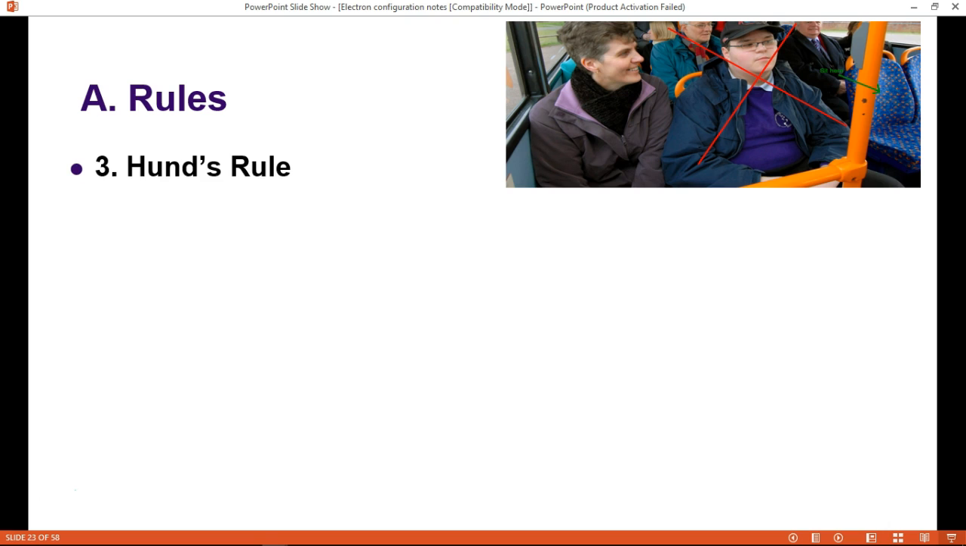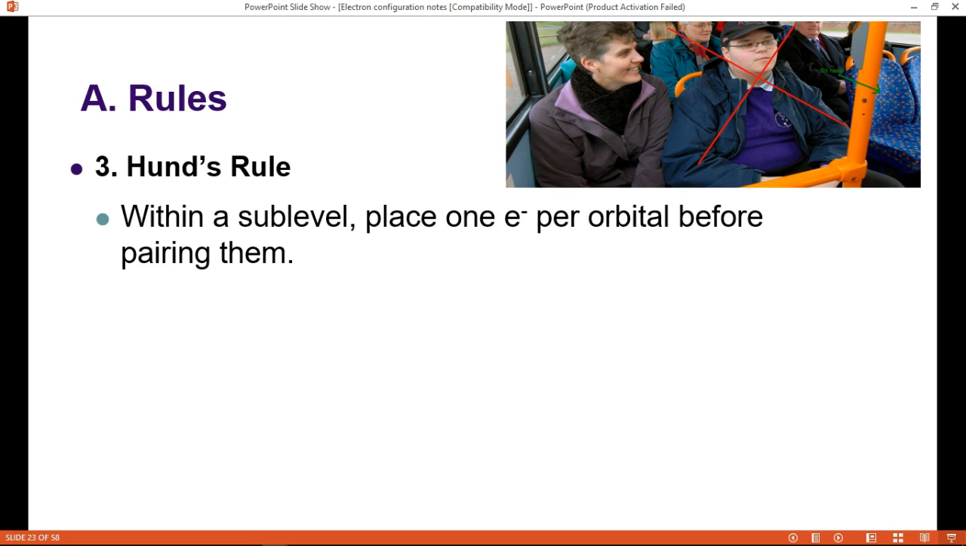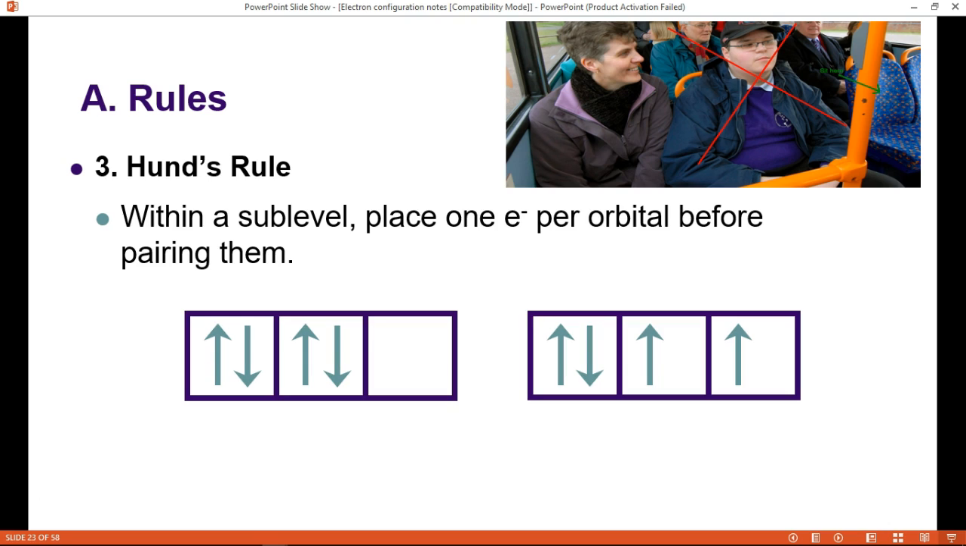All right, third rule is Hund's Rule. Hund's Rule just states that within a sublevel, you're going to place 1 electron per orbital before pairing them up. And that is because the electrons are repelling each other, and they would rather be in different orbitals if they can help it. The first rule, the Aufbau Principle, pretty much rules them, so they would rather be in the same orbital with another electron than move to a higher energy level.